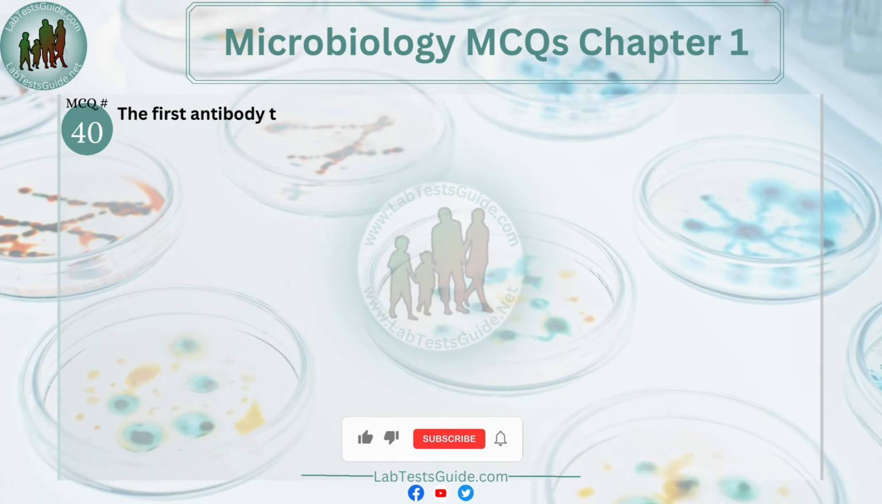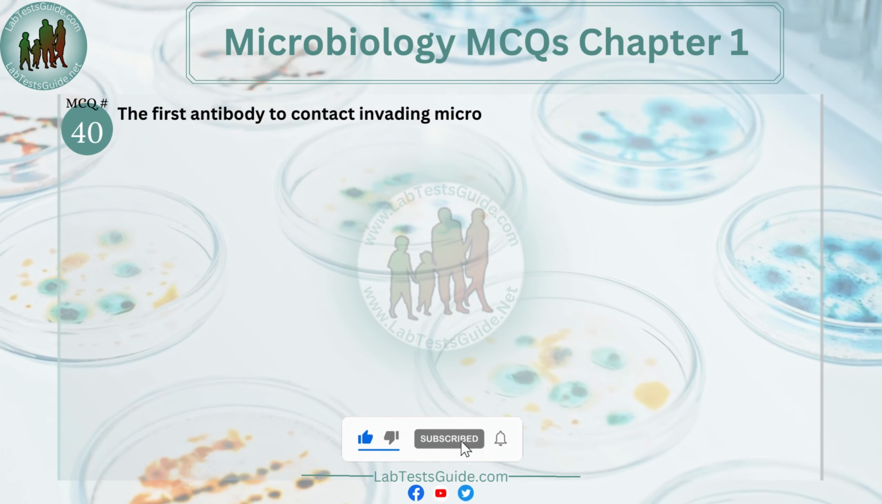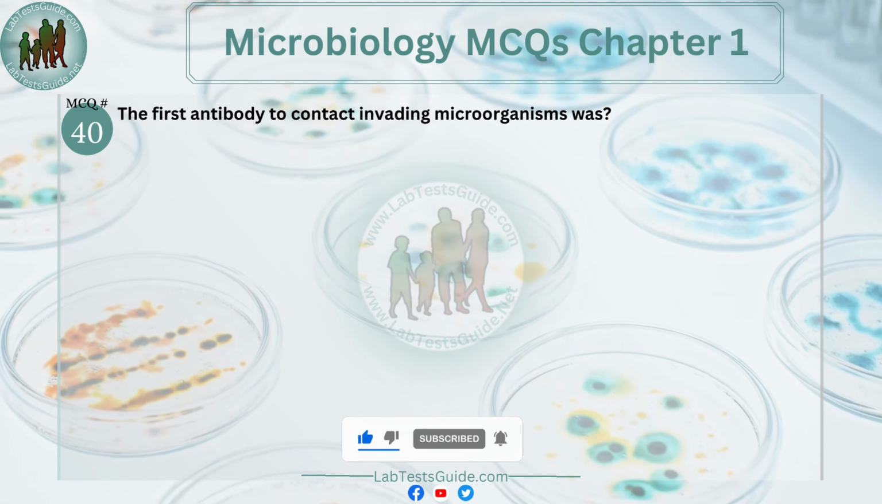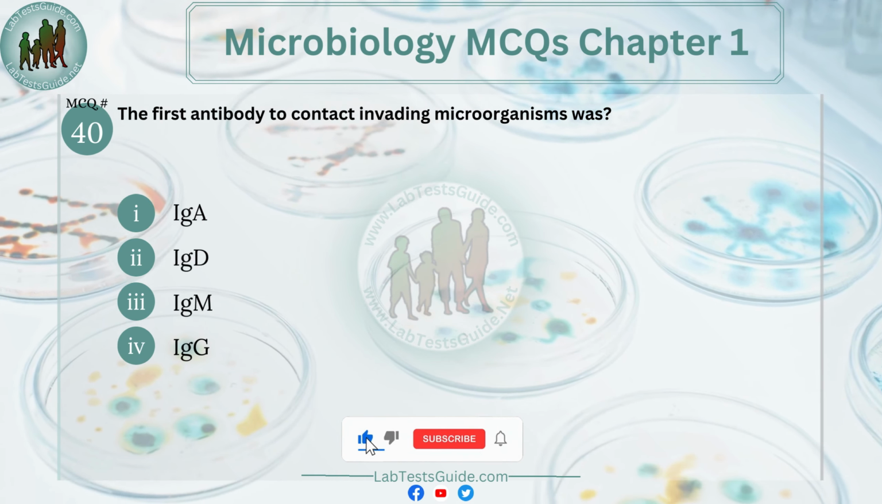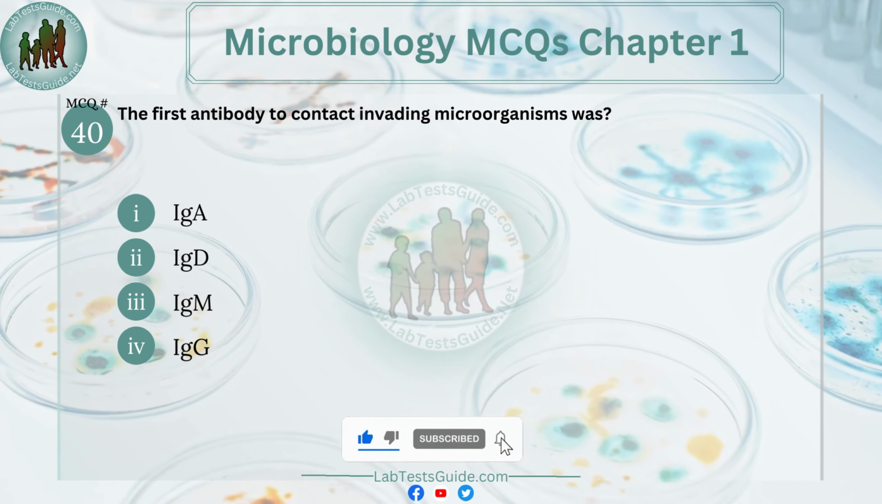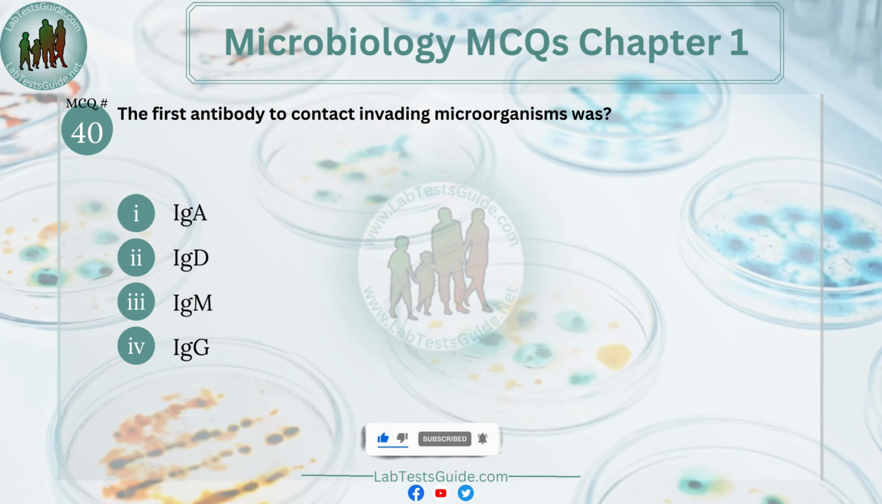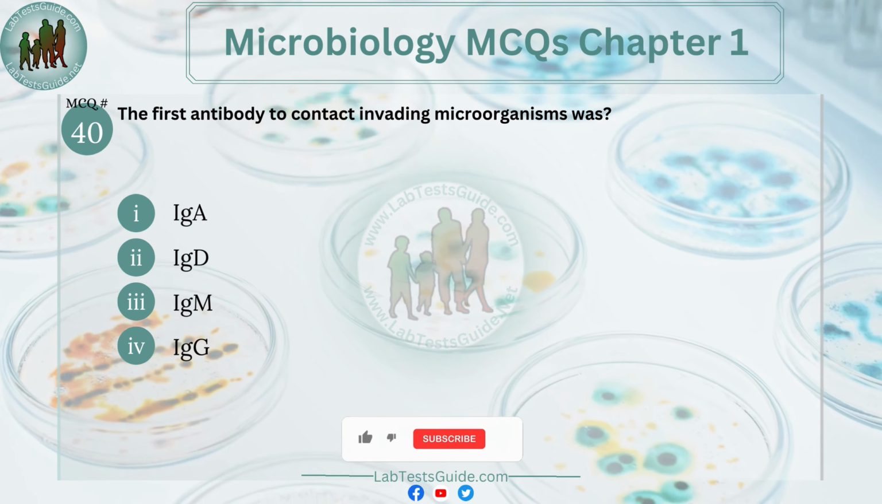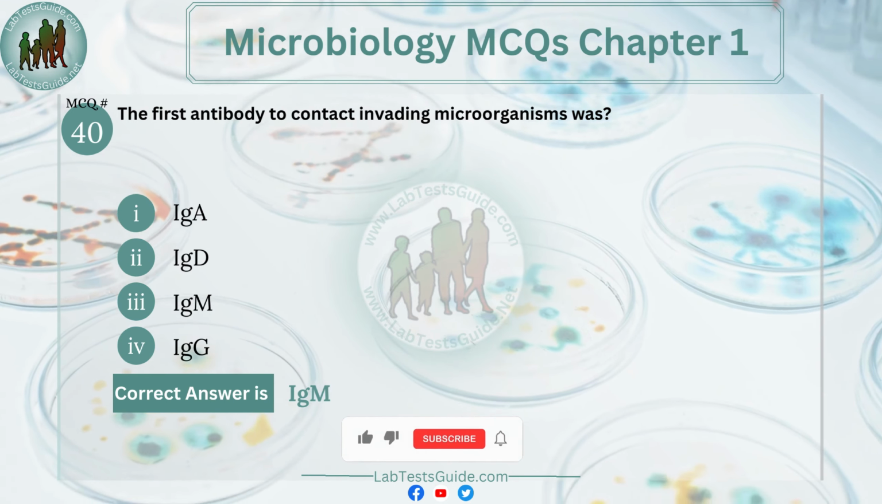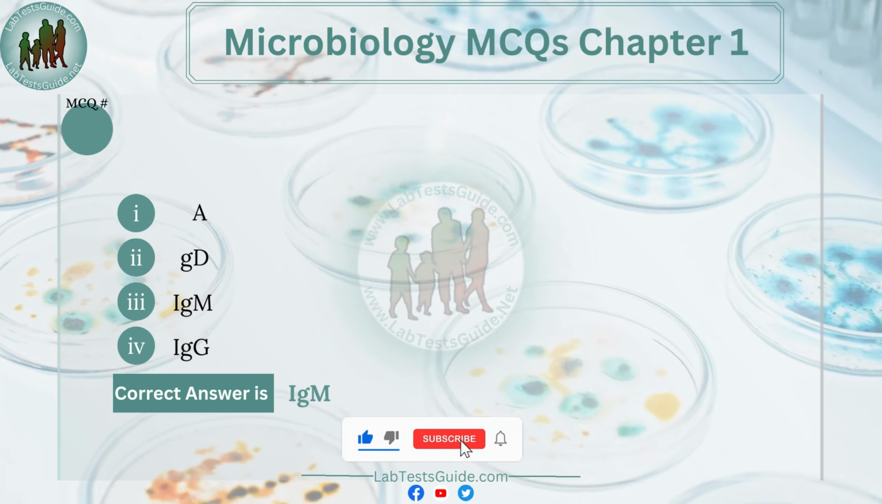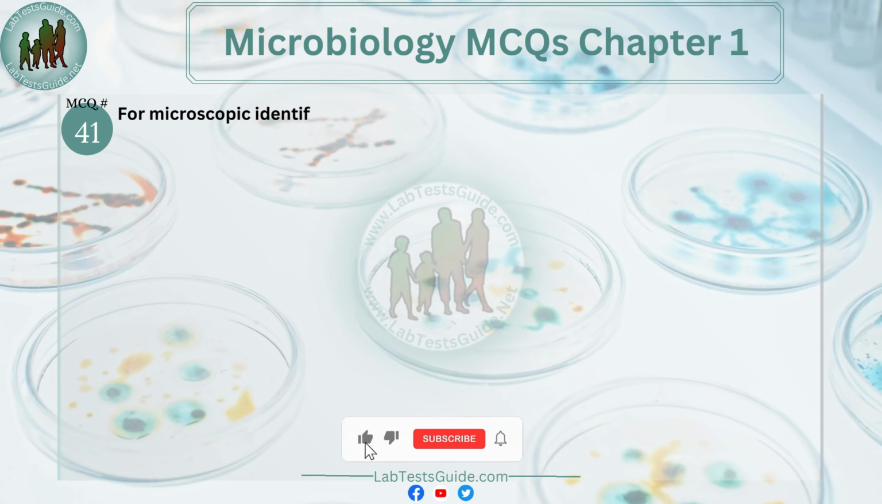Question number 40. The first antibody to contact invading microorganisms was. Option number 1, IgA. Option number 2, IgD. Option number 3, IgG. Option number 4, IgM. Correct answer is IgM. Question number 41.